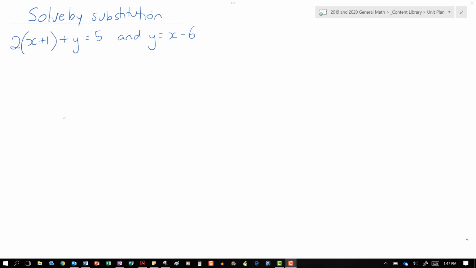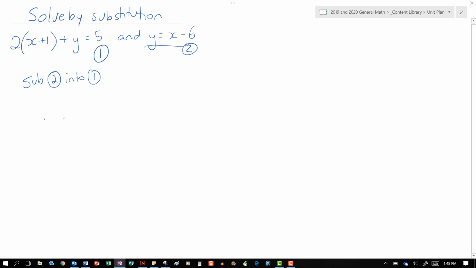Okay, in this question we're asked to solve these two equations simultaneously by using the method of substitution. The first thing we want to do is label the equations 1 and 2. So this is going to be equation 1 and this is going to be equation 2. Now what you're looking for is an equation that is equal to a letter, and we're going to sub that in the other one. So here in equation 2 we've got y is equal to x minus 6. So we're going to sub equation 2 into equation 1.